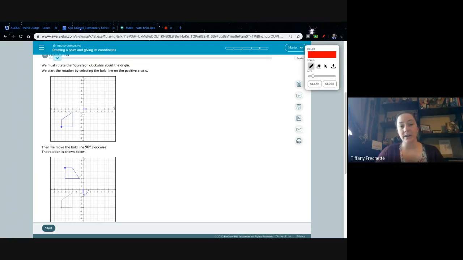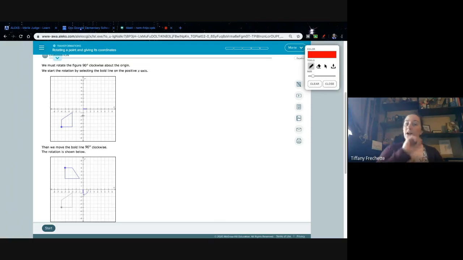So if I turn it once, that's 90 degrees. If I turn it 2 times, that's 180. If I keep going, that's 270. If I go all the way around, that's 360. So each one of these turns is 90 degrees, going from one axis to the next. So if I take this bold line and I pull it over 1 axis like this, so I go from X to Y, then I just turned it 90 degrees.